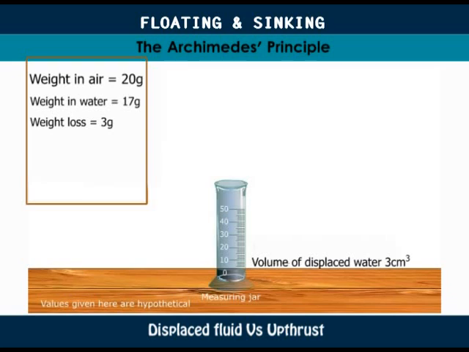And remembering that density is equal to mass over volume, and that the density of water is equal to 1 gram per cubic centimeter, then 3 cubic centimeters of water will be equal to 3 cubic centimeters times 1 gram per cubic centimeter, which is equal to 3 grams.